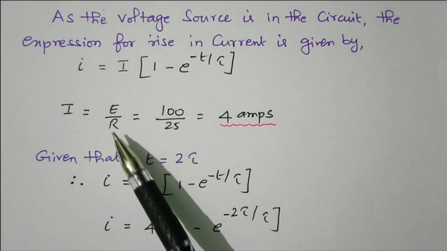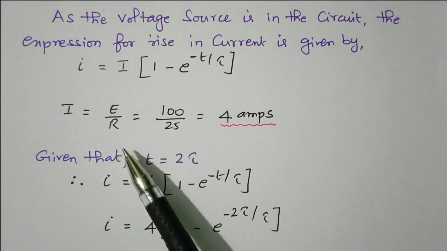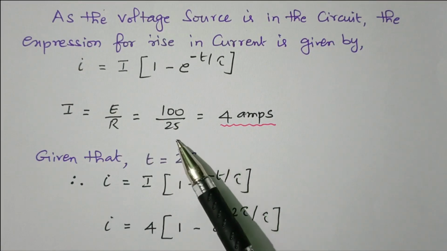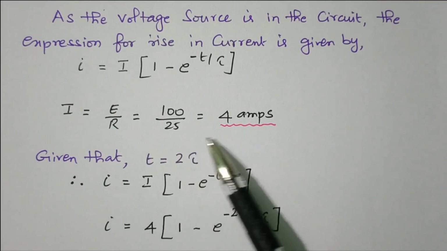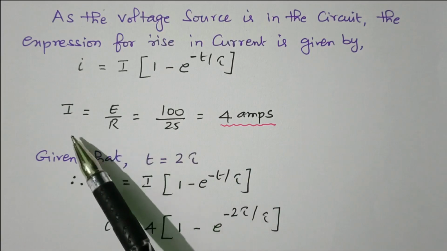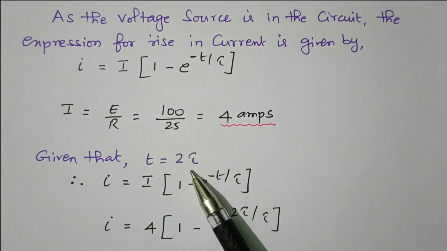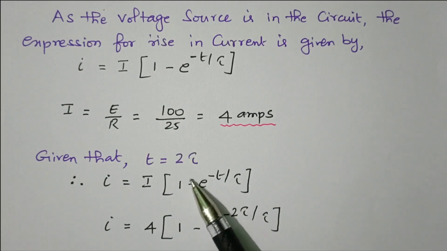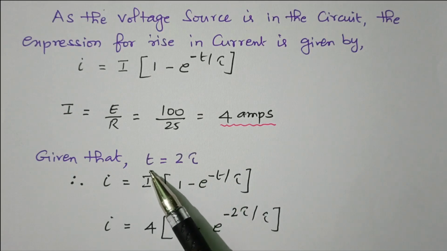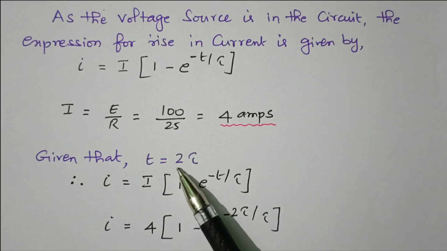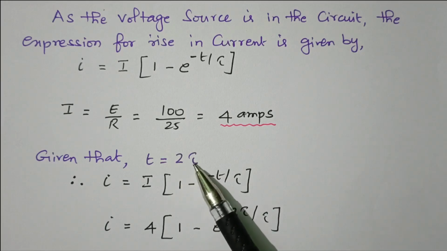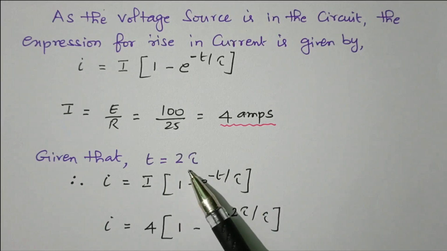So I equal to E divided by R. These two data are available. E is 100, R is 25, so 4 amperes. So the steady state current I equal to 4 amperes. And given that t equal to 2 times the time constant, 2 tau. One more data we have, the current in the circuit at twice the time constant. This is tau. So t equal to 2 tau.